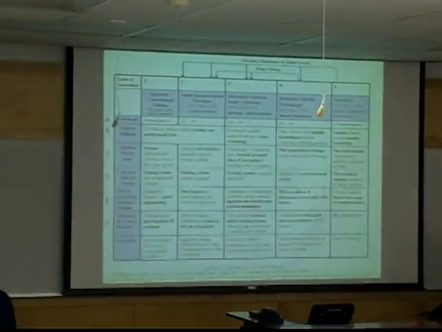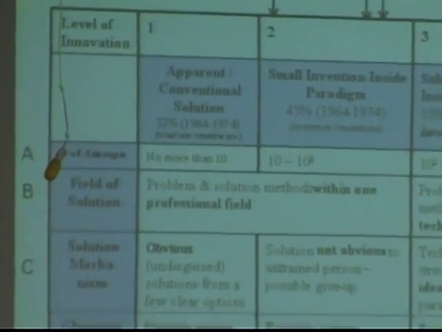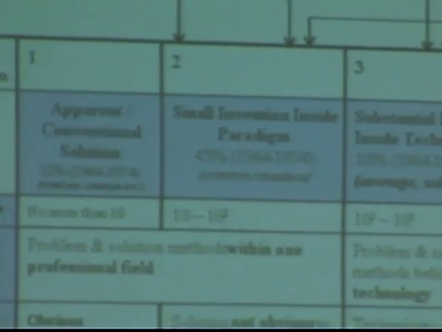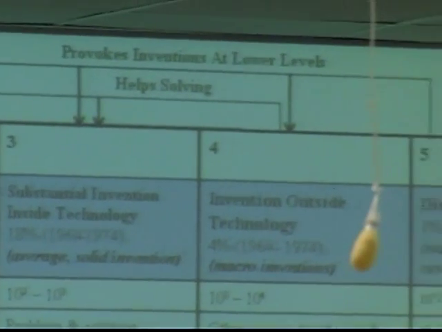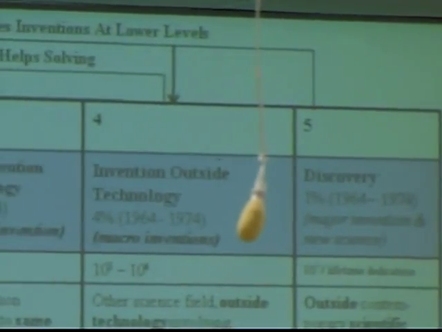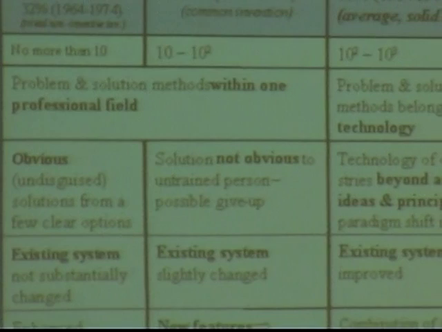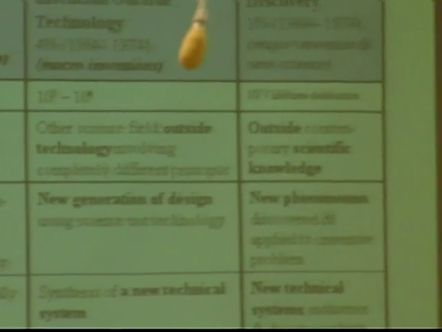1 is kind of obvious. There's not much innovation there. To a 5, which is a key discovery. Now, he and a number of his colleagues have looked at over 2 million patents collectively in the former Soviet Union and around the world, and they said that 32% of the patents are level ones. About 45% are level twos. Level threes, about 18%, level fours, 4%, and level fives, which are like scientific discoveries, less than 1%.